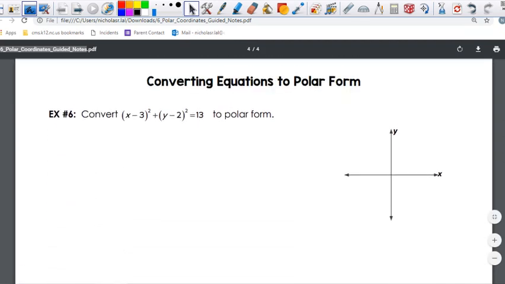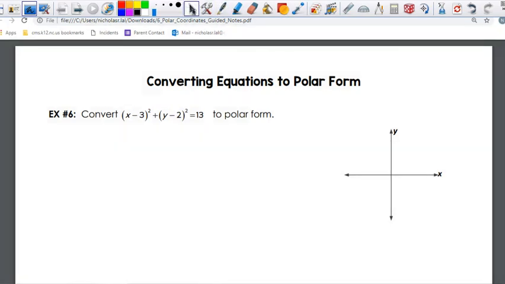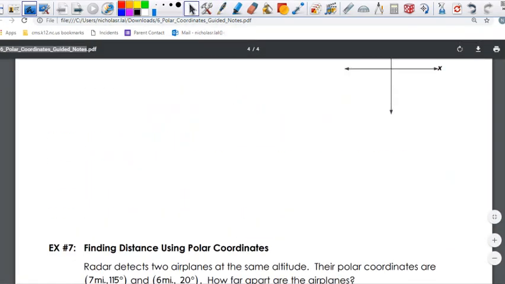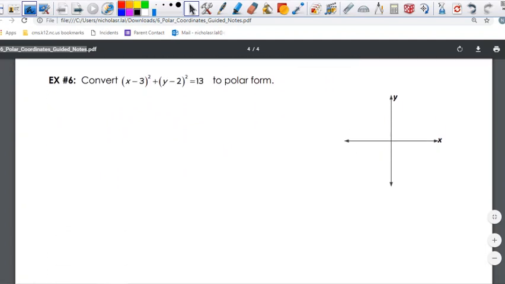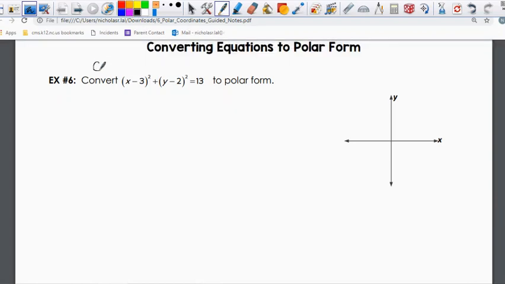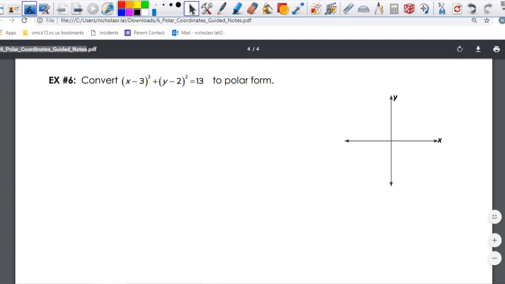Now we need to convert equations to polar form. So we have 2 more problems left. We need to convert x minus 3 squared plus y minus 2 squared is equal to 13 to polar form. So hopefully we should see that this is a circle. This is a circle. All right. Let's give us all the possible space though.